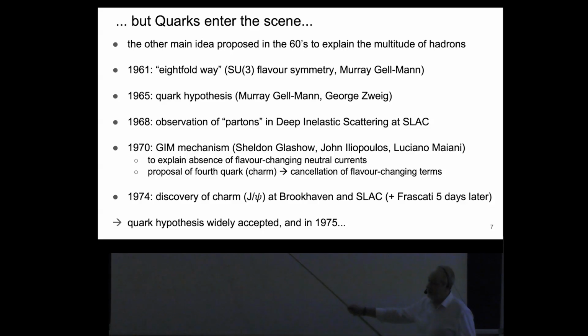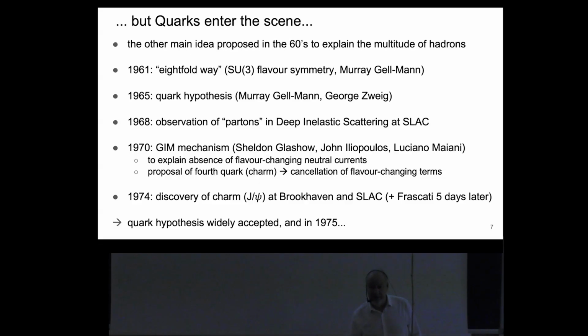Then in 1970, the GIM mechanism was introduced, Glashow, Iliopoulos and Maiani, to explain the absence of flavor change in neutral currents. This was postulating the existence of a fourth quark, the charm quark, to cancel these flavor changing terms in the Lagrangian. And then in 1974, charm was discovered with the observation of the J/psi at Brookhaven and SLAC, and then Frascati 5 days later, so Frascati didn't get the Nobel Prize.